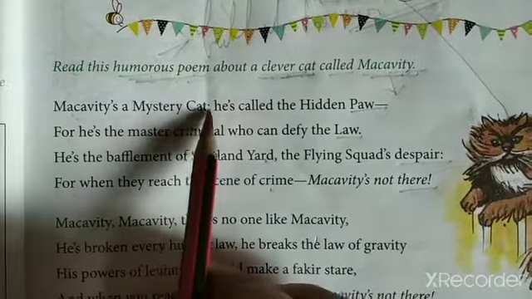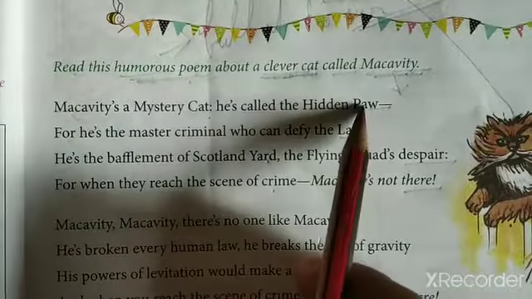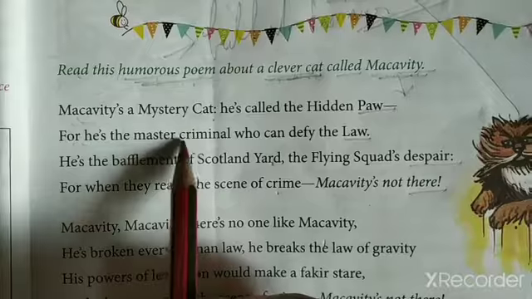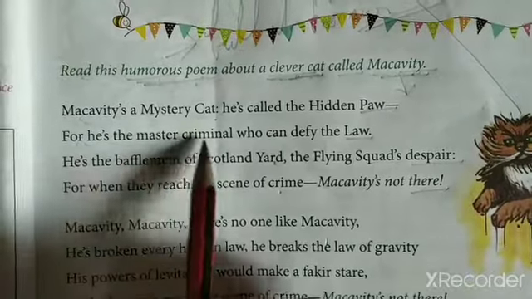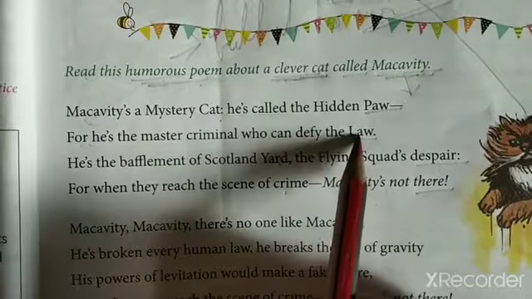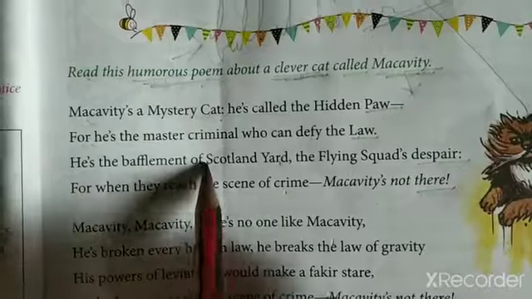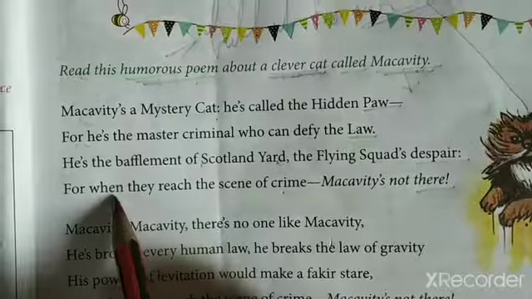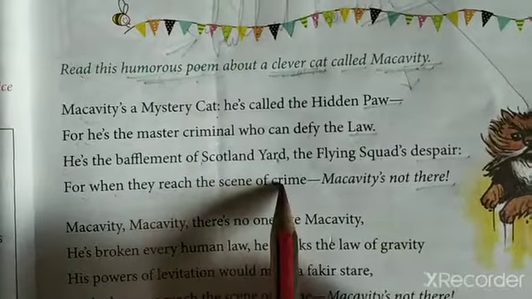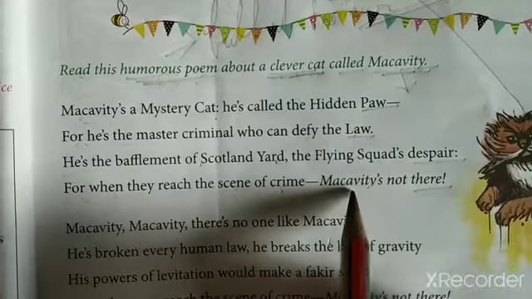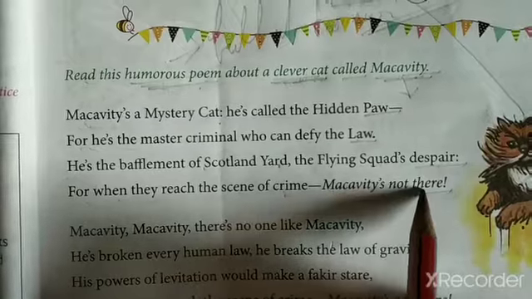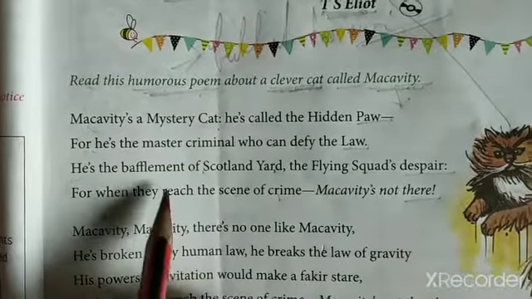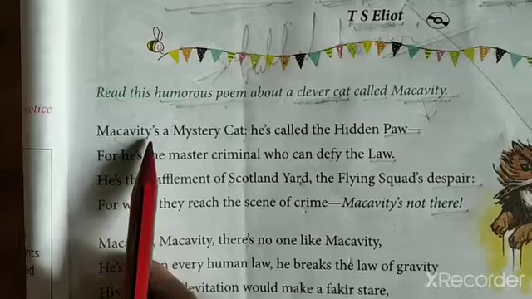Macavity's a mystery cat. He is called the hidden paw, for he is the master criminal who can defeat the law. He is the bafflement of Scotland Yard, the flying squad's despair. For when they reach the scene of crime, Macavity's not there. So actually, student, that's an interesting start of this poem.